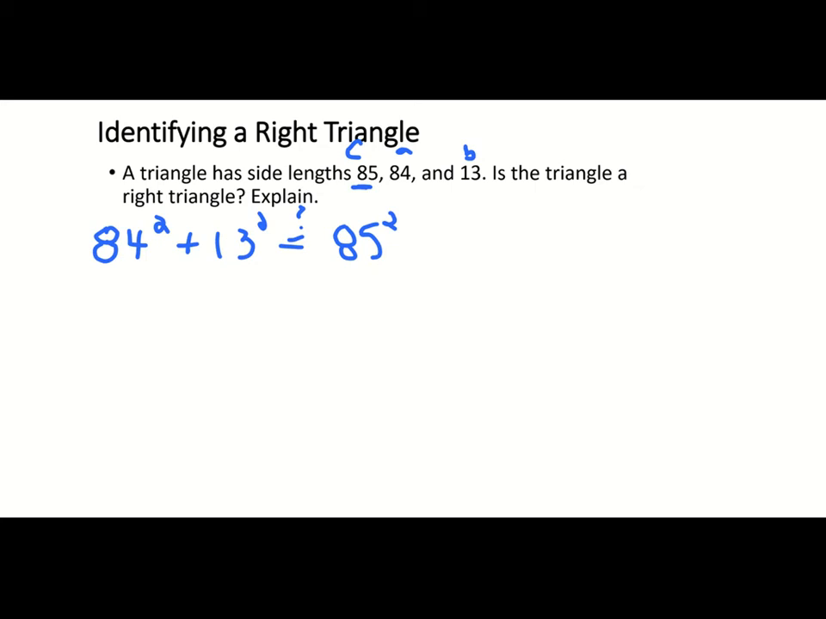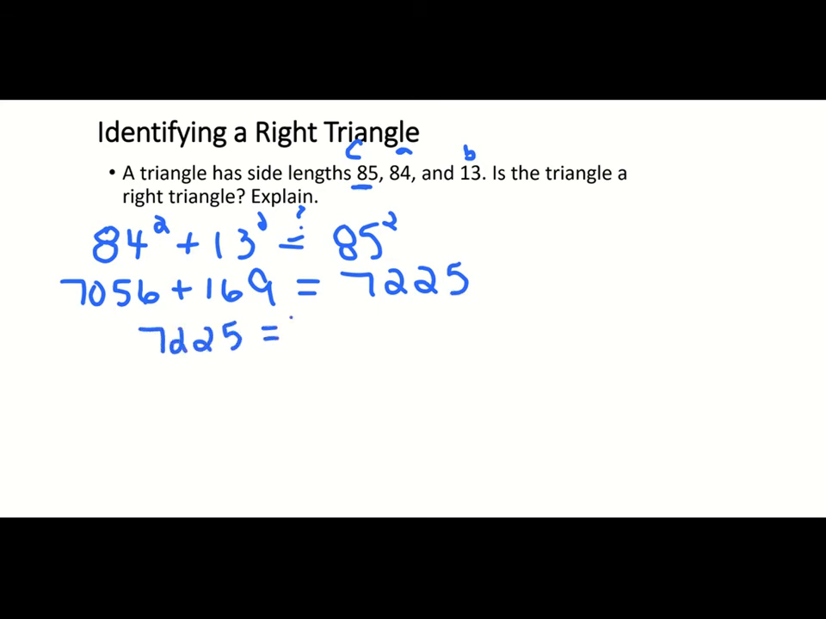If I square 84, I get 7,056. If I square 13, I get 169. If I square 85, I get 7,225. So if I add 7,056 plus 169, I get 7,225, which is equal to 7,225. So it is a right triangle because the two shorter sides, the legs, when you square them and add them together, equal the third side, the hypotenuse squared.